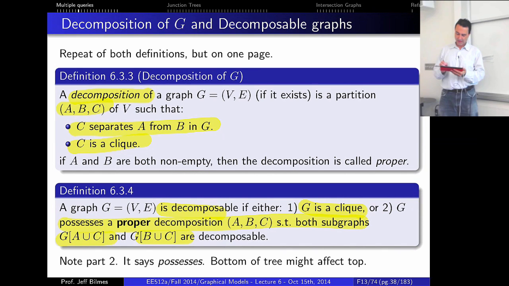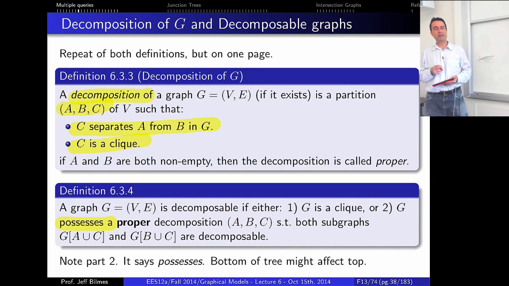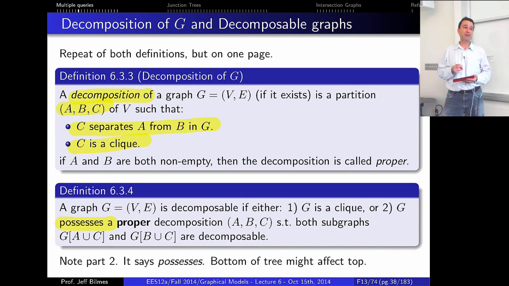So the one thing, this is just highlighting this property here. It possesses a property, decomposition. That doesn't mean that all partitions are going to be a proper decomposition. It just means that there has to exist some proper decomposition. Any arbitrary partition is probably not going to be a proper decomposition.